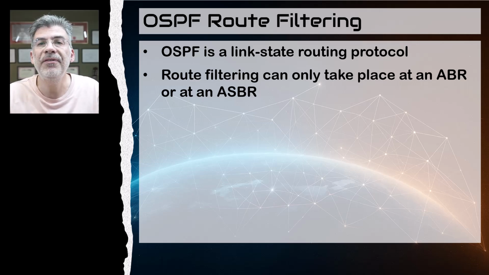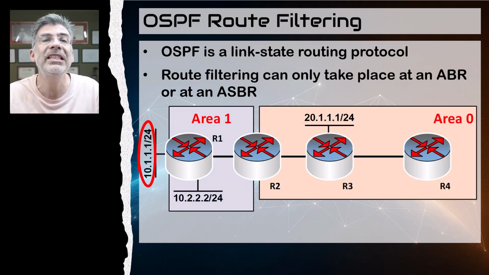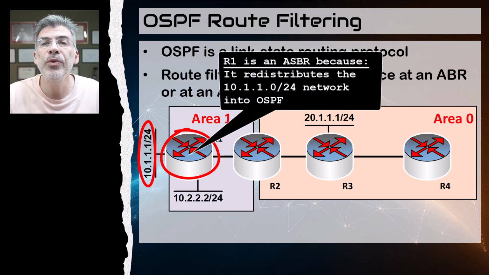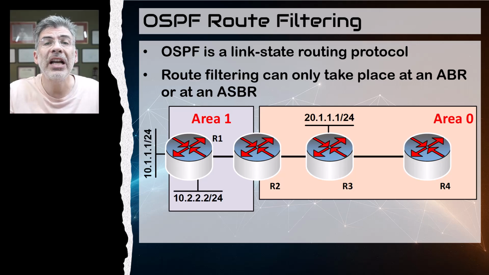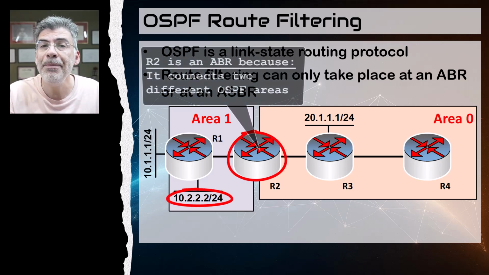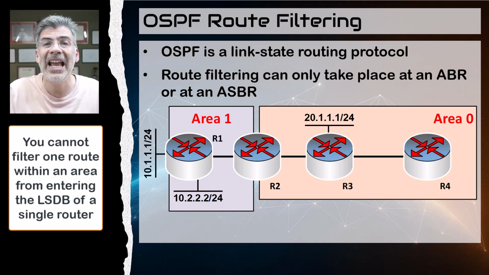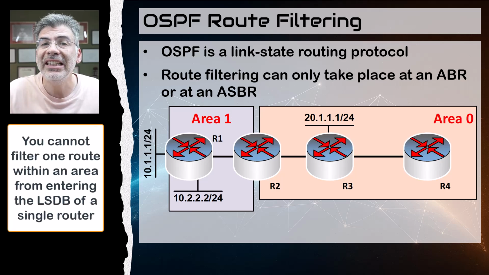For example, the filtering of this route here can only take place on R1, which is an ASBR, which is the router that redistributes routes from external sources. And filtering of this route here can only take place on R2, an ABR, which is a router between different areas. You can't simply filter one route within Area 0 from entering the link state database of only one router.